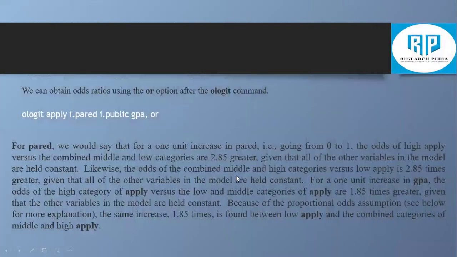So let me discuss the interpretation from here. Likewise, the odds of combined middle and high categories versus low apply is 2.85 times greater, given that all the other variables in the model are held constant. For a 1 unit increase in GPA, the odds of the high category of apply versus the low and middle categories of apply are 1.85 times greater, given that the other variables in the model are held constant. Because of the proportional odds assumption, the same increase of 1.85 times is found between low apply and the combined categories of middle and high apply.